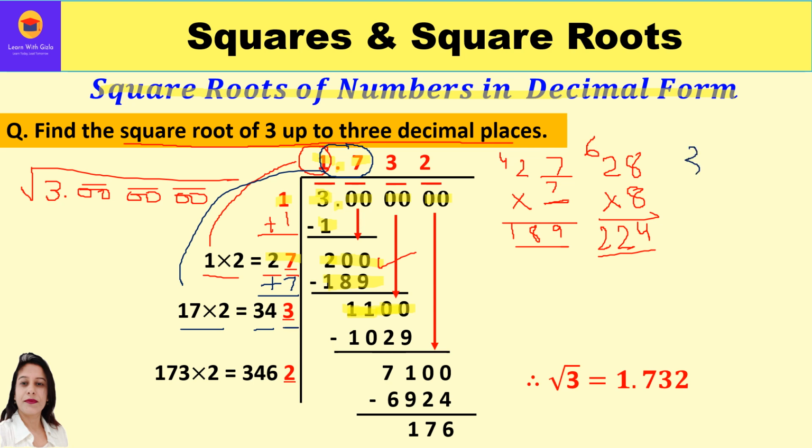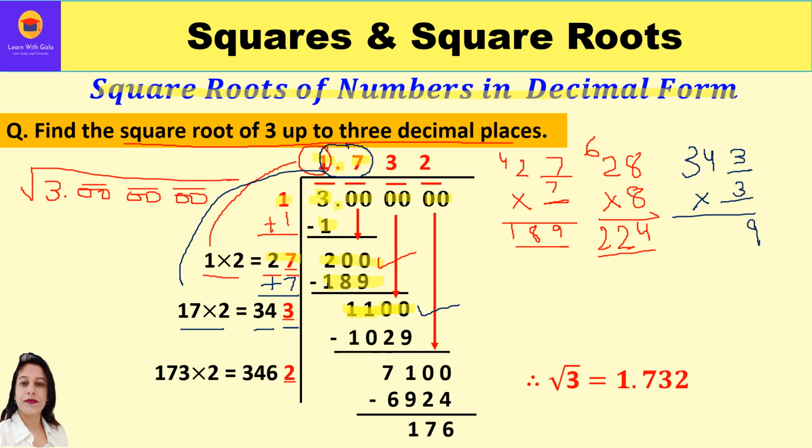So we have 34 and a blank. What number should come in this blank so that when we multiply by the same number we get a product which is equal to or less than 1100? So let me keep 3 over here. Let me try with 3.